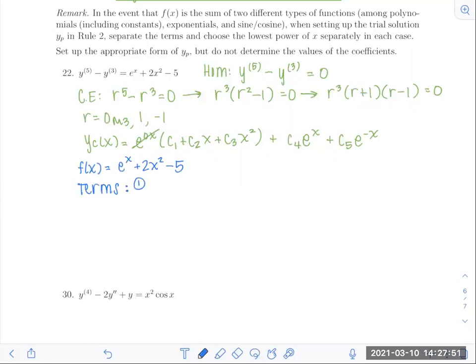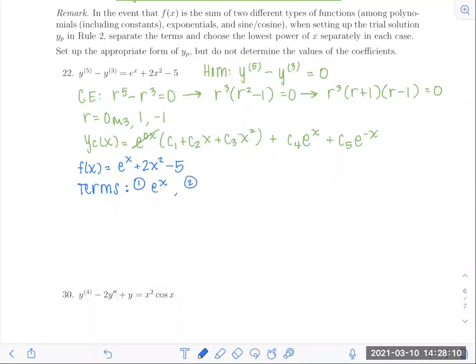So for the first set of terms, we see we have an exponential, e to the x. And furthermore, we know that all of its derivatives are also going to be e to the x. So those are the only exponential terms that we get. The next type of terms we're going to have are polynomials.